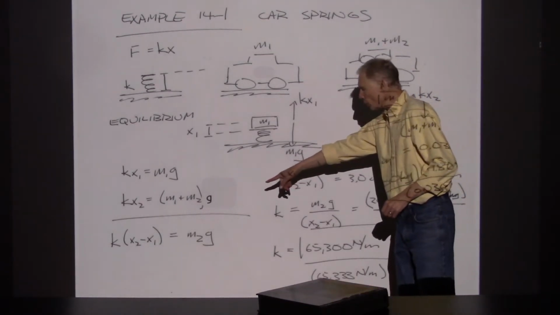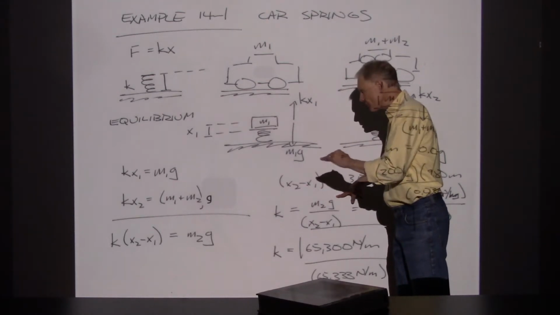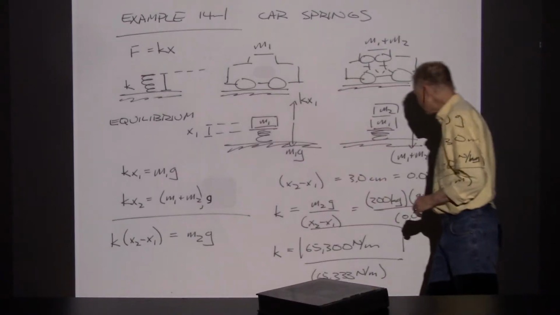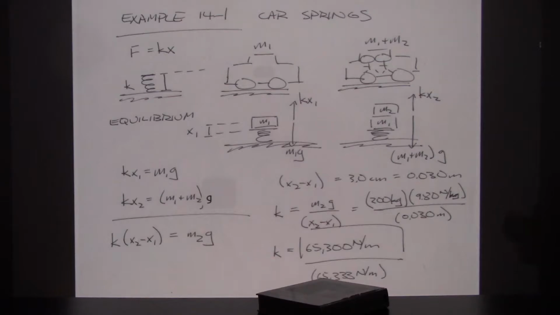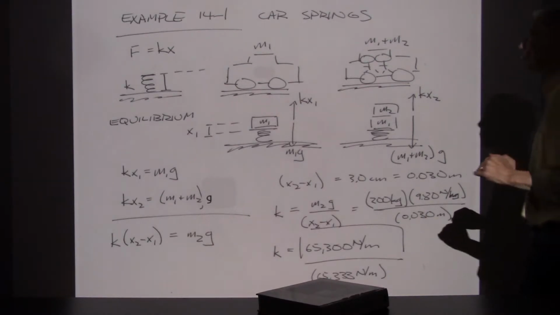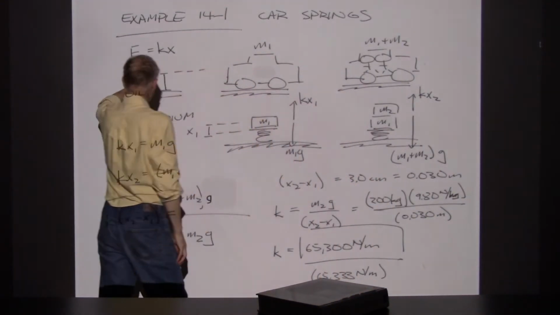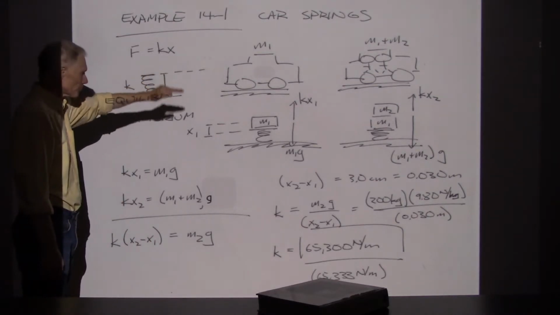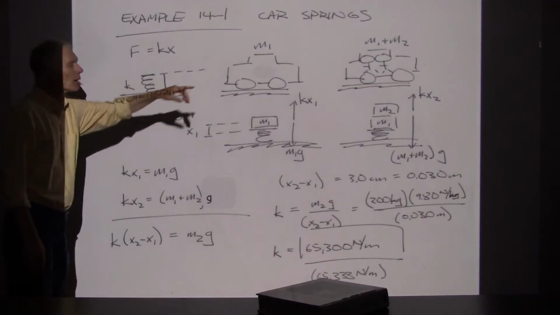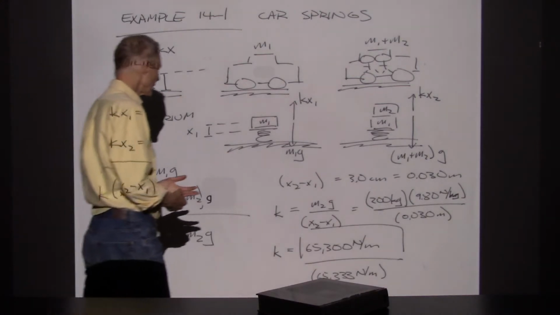And then solving that lower equation, K is equal to M2G, just the additional amount, over X2 minus X1. So K can be calculated just by knowing how much additional compression occurs with the additional mass. We don't have to go back and remove the car from the springs. We can start with the car, the spring's already compressed, and then just see how much additional compression we end up with. That's enough to solve this.